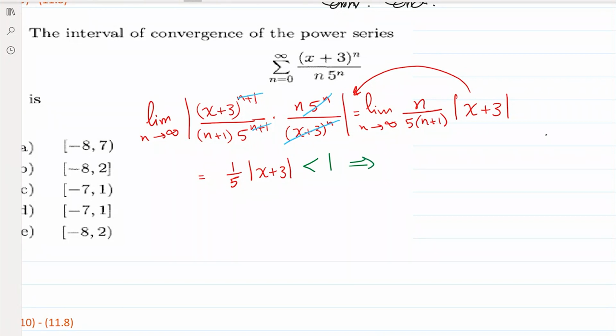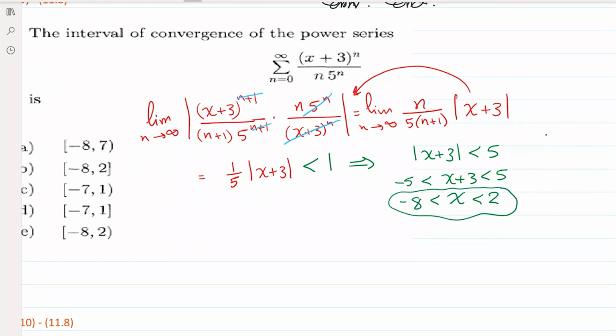So if I consider it to be less than 1, that means I need the absolute value of x plus 3 to be less than 5, which means x plus 3 should be between -5 and 5, which means x is between -8 and 2. This is the interval of convergence, right? Yes. Can you give me the radius of convergence? It's 5. No need to substitute.